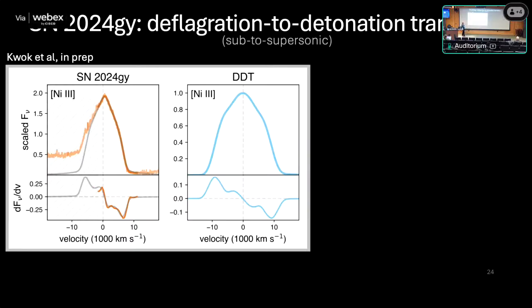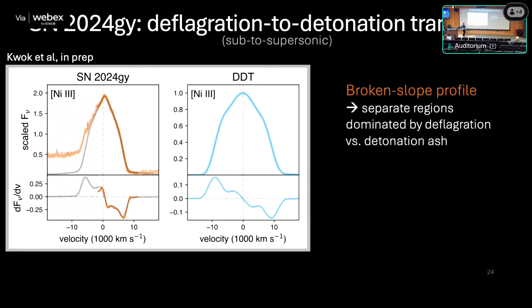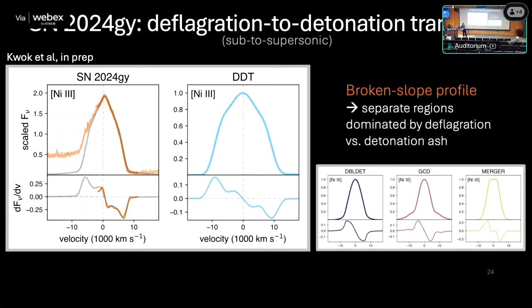So this line profile and this change in the slope, this break in the slope, is a signature of deflagration to detonation transition, where you have slow to fast burning. And that tells us that we are seeing distinct separated regions between the deflagration and detonation ash for the very first time. So we don't see this signature in the other types of models.